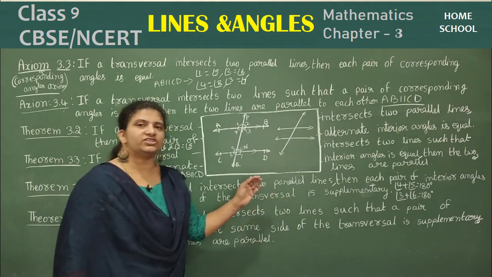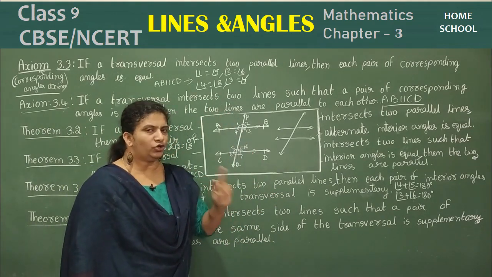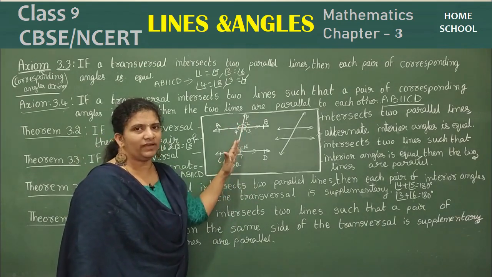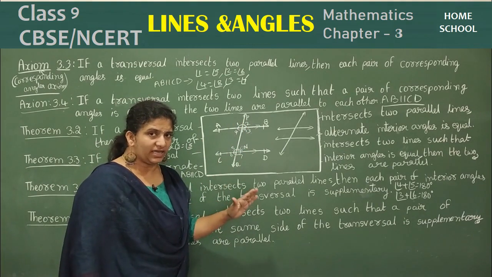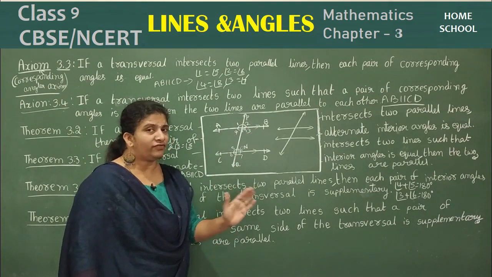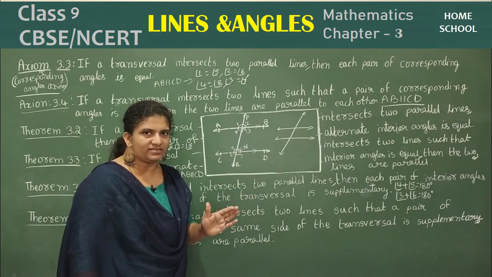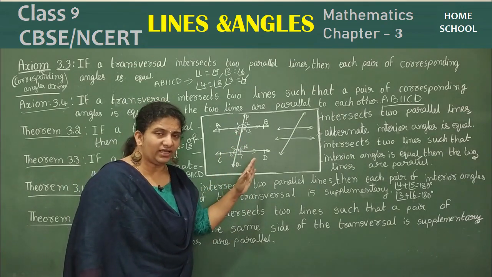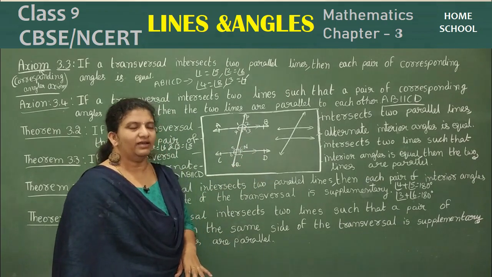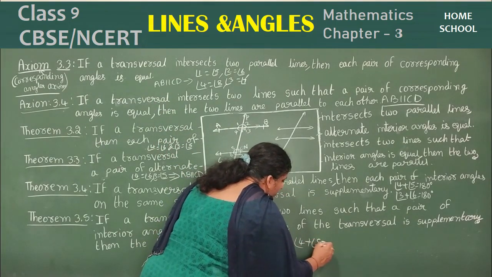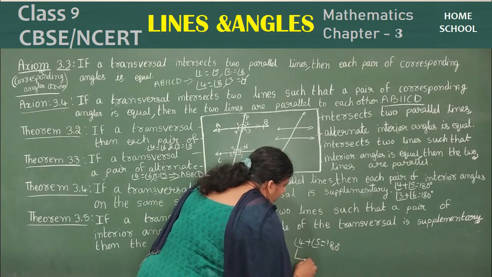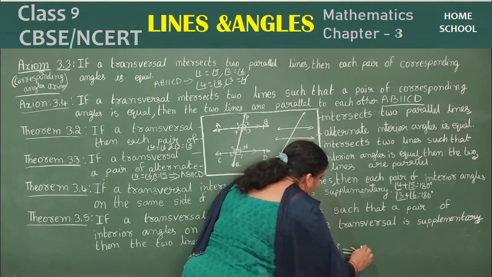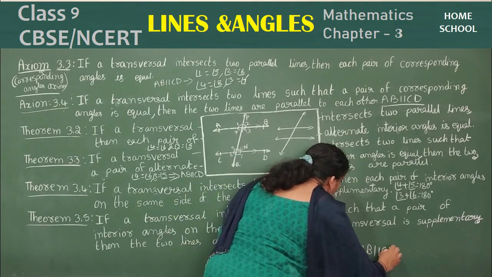Before, what was the statement, children? Transversal intersecting two parallel lines at 2 points, right? Then same side interior angle sum will be 180. But now what did they say? The interior angles on the same side of a transversal between two lines, the sum is supplementary. Okay, they gave this sum is supplementary, therefore the two lines are parallel. Angle 4 plus angle 5 is equal to 180. Angle 3 plus angle 6 is equal to 180 degrees. Therefore, I can say that AB is parallel to CD.